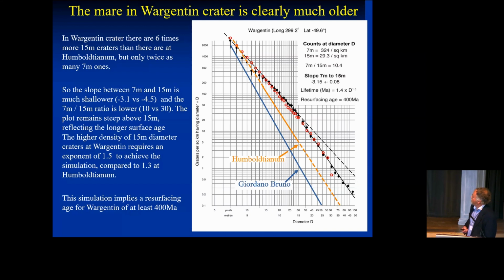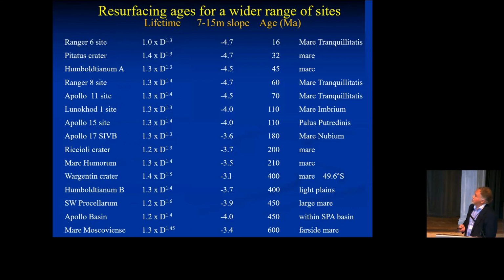So this implies that this surface in this crater is much older. I estimate that the surface of this crater was resurfaced about 400 million years ago. And this gives you an idea of the ranges of dates of a number of Mare that I've sampled. Some very young ones in Tranquillitatis, a really, really old one in Moscoviense, and others in between. You can see that the Lunar Cods 1 site and the Apollo 15 site were resurfaced around 110 million years ago.